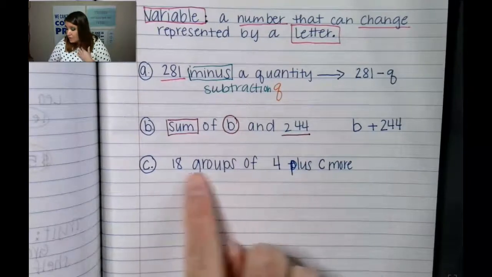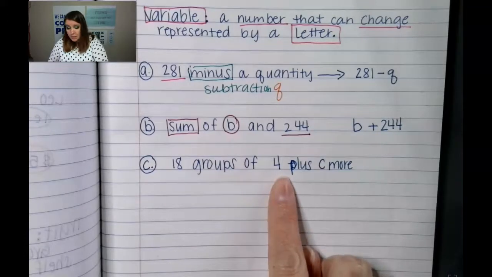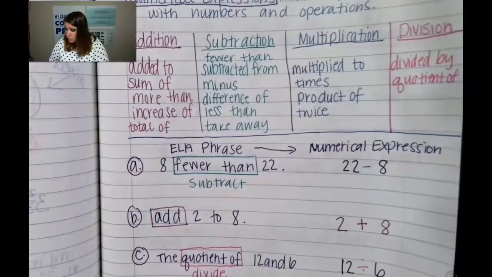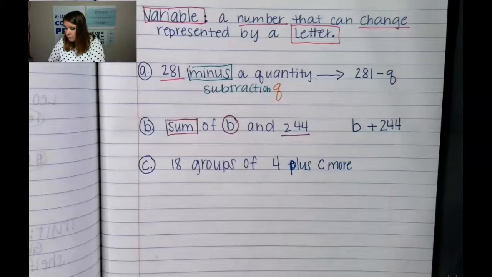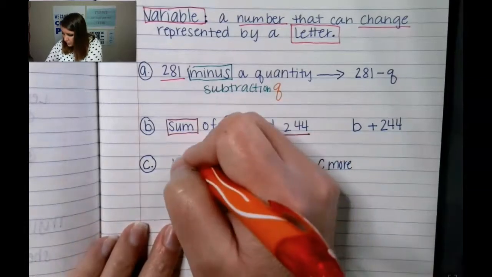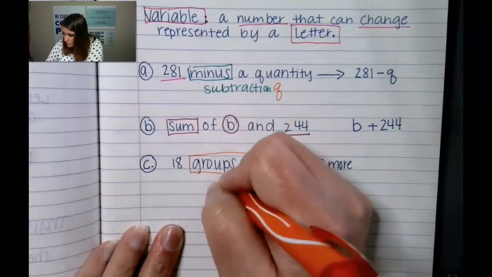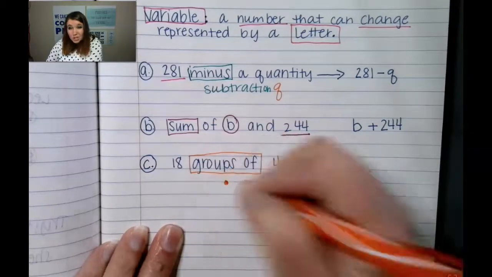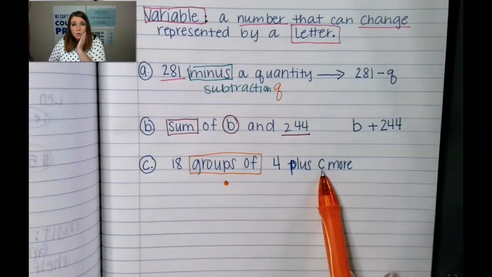So we have 18 groups of 4. Groups of 4 tells us that we need to be multiplying. So groups of 4 says to multiply. Multiplication I wrote in blue, so I think I'm going to use orange for now because I want you to be able to see it to stand out. So groups of means to multiply, and again I'm changing to a dot because if this was an X, you wouldn't know if I was talking about multiplication or the letter X, okay?